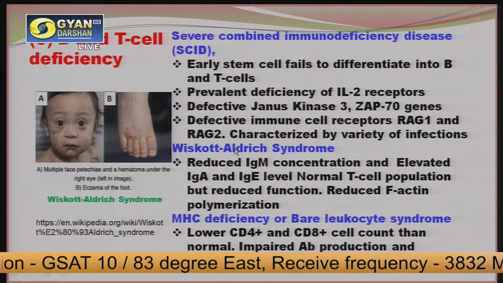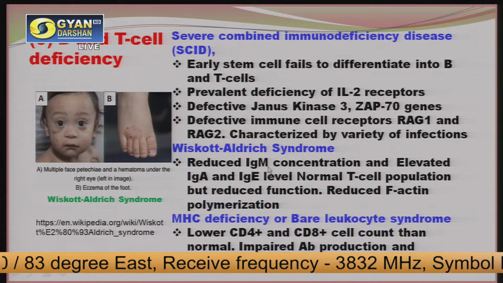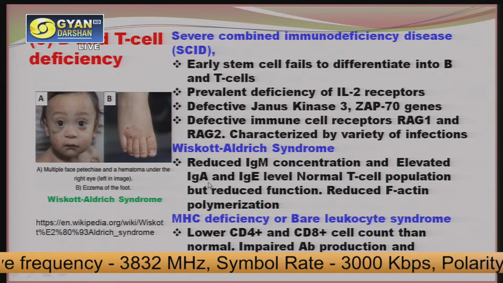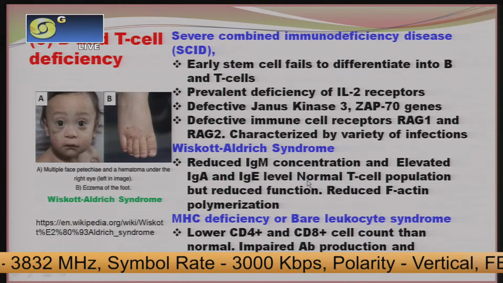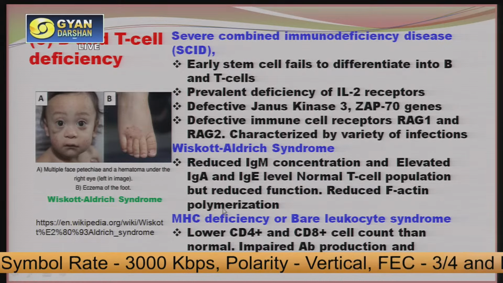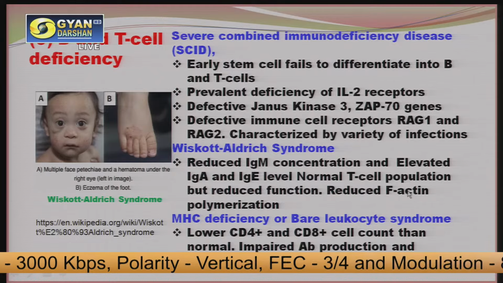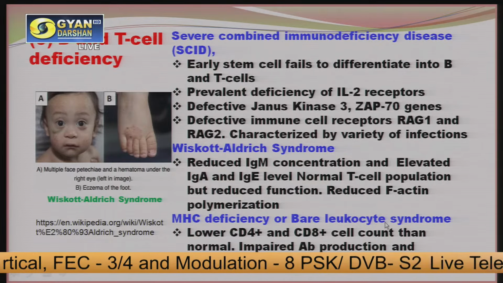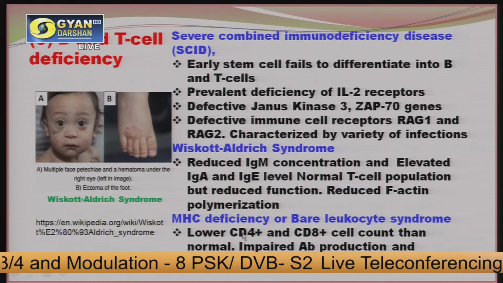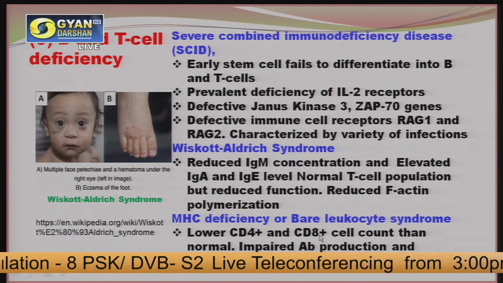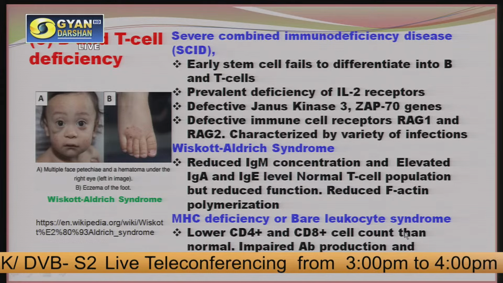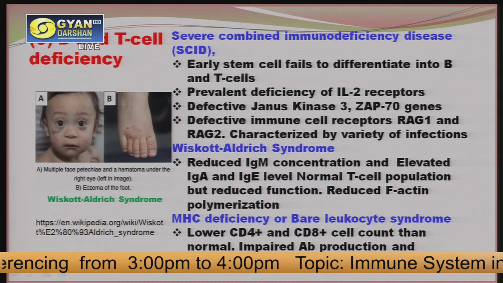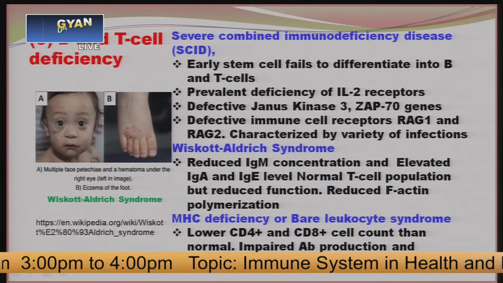And Wiskott-Aldrich syndrome has reduced IgM concentration and elevated levels of IgA and IgG. There is a normal T cell population but reduced function, and reduced actin polymerization. Then MHC deficiency and bare lymphocyte syndrome: here there is a low CD4 positive and CD8 positive cell count, impaired antibody production, and bacteremia.